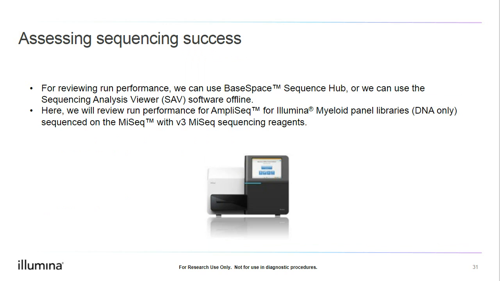We have two options for reviewing our run performance. The first is in BaseSpace Sequence Hub online, and the second is the Sequencing Analysis Viewer Software, or SAV, which is an offline software. Today, we will review an AmpliSeq for Illumina myeloid run in BaseSpace, so I will also include resources for SAV a little bit later. Overall, both are structured very similarly and give essentially the same information. In today's run, the pool we'll be reviewing is just DNA libraries, and the pool was sequenced on the MiSeq with version 3 or V3 sequencing reagents.